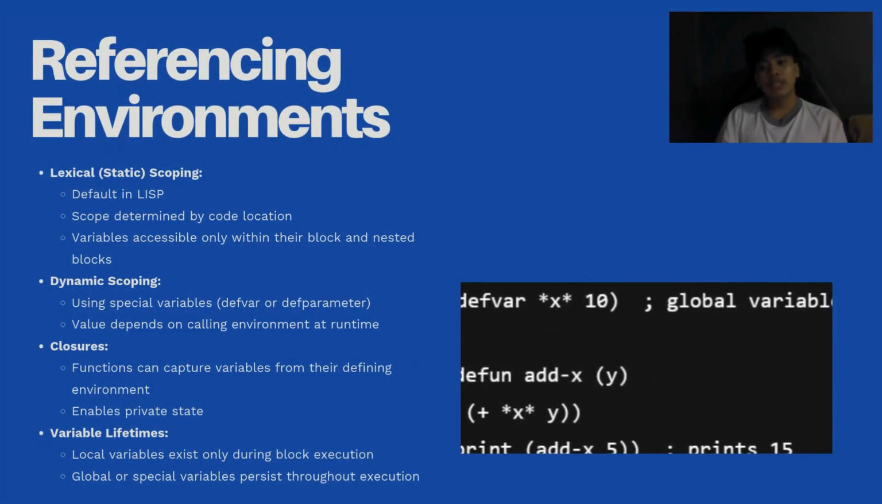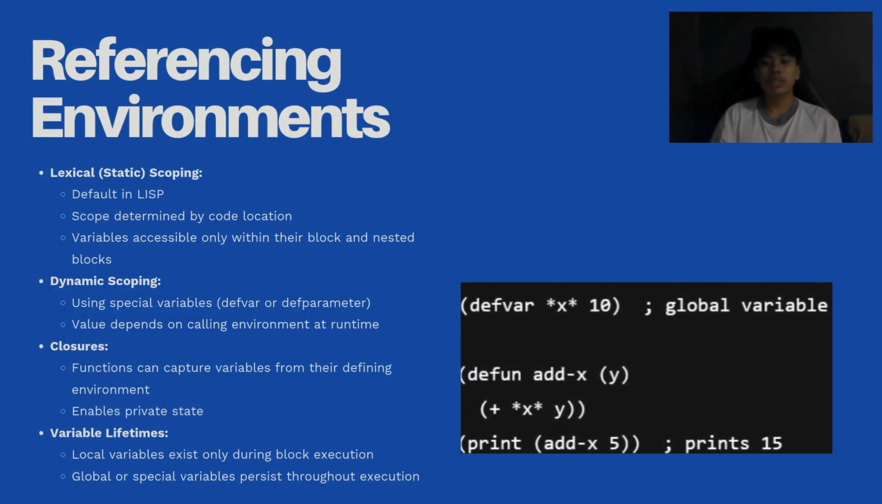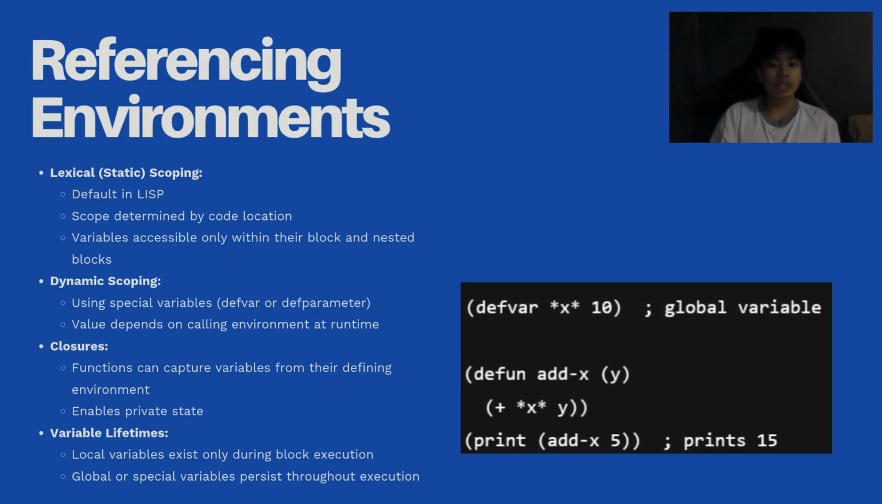Now we discuss referencing environment. Lisp primarily uses lexical scoping, where a variable's scope is determined by its position in the code. Variables defined inside the block are accessible only there. Dynamic scoping is possible using special variables with defvar or defparameter, their values depending on the runtime environment. Closures allow functions to capture variables from their defining environment, creating a private state.